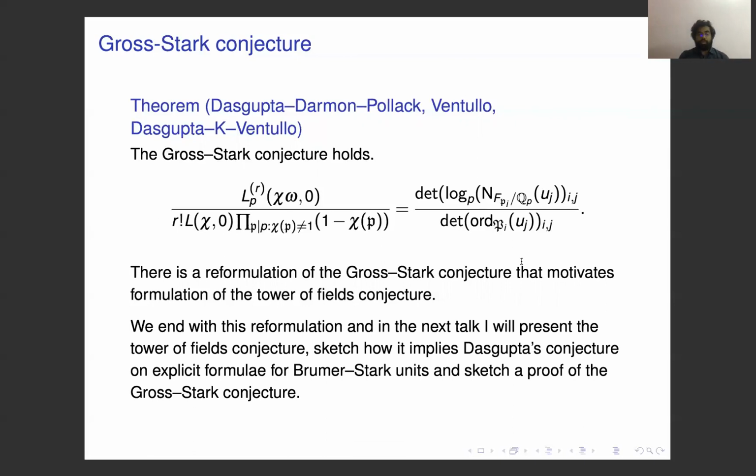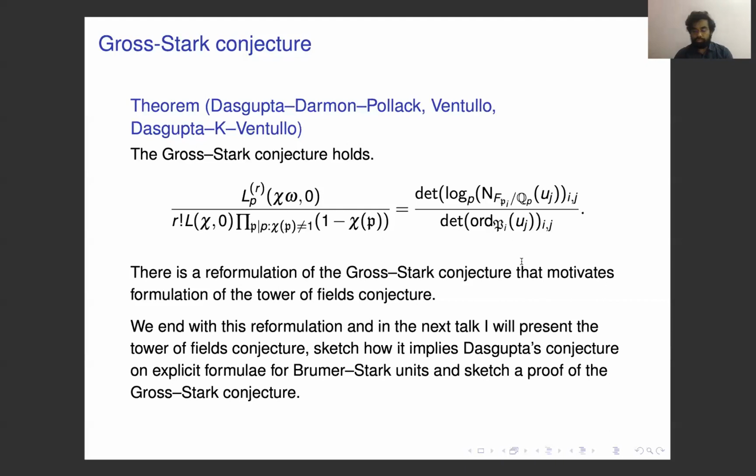So I'll end this talk with a reformulation of the Gross-Stark conjecture, which is now a theorem, in a way that motivates the Tower of Fields conjecture naturally. In the next talk, I'll give the Tower of Fields conjecture, sketch how it implies Dasgupta's conjecture, and then sketch a proof of the Tower of Fields conjecture, but only through this example of the Gross-Stark conjecture. So not in general, but it will be clear that whatever I'm doing for this reformulated Gross-Stark conjecture should work, with some work, also for the Tower of Fields conjecture.